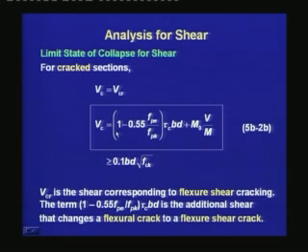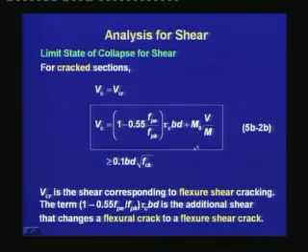Vcr is equal to, within bracket, 1 minus 0.55 times fpe divided by fpk, times tau c b d plus M0 times V divided by M. The code says that Vcr need not be less than 0.1 times b d root fck.